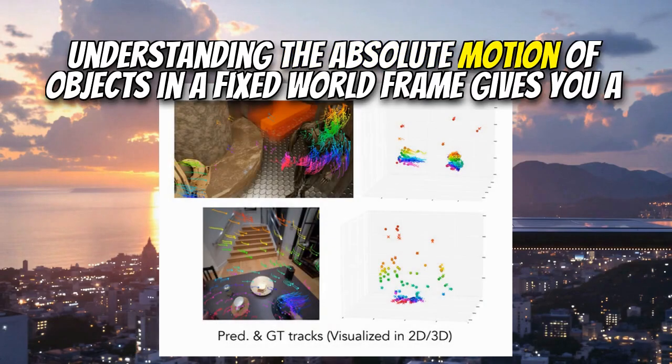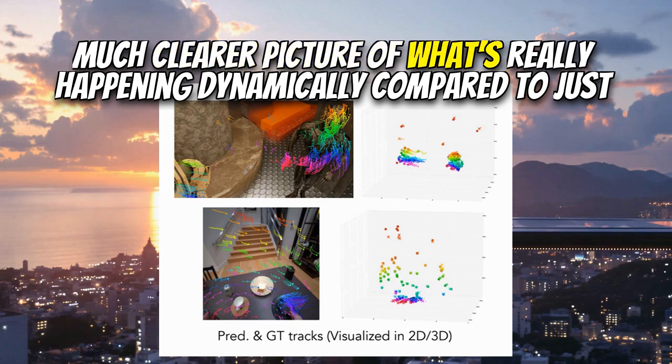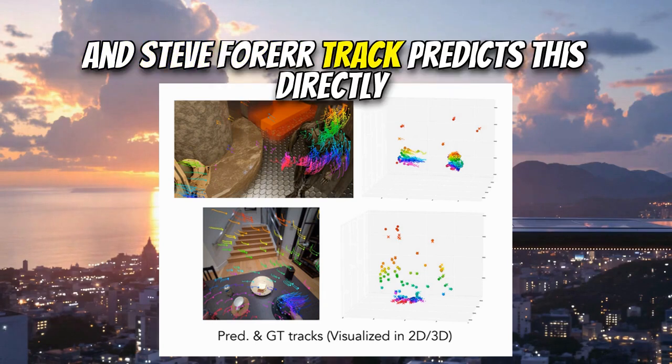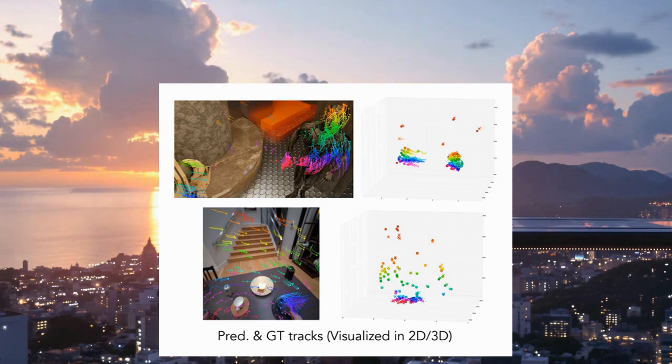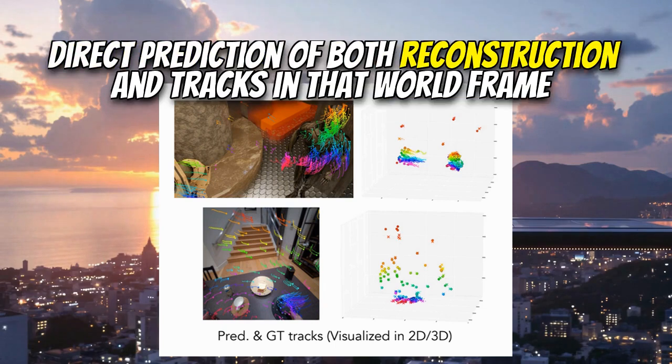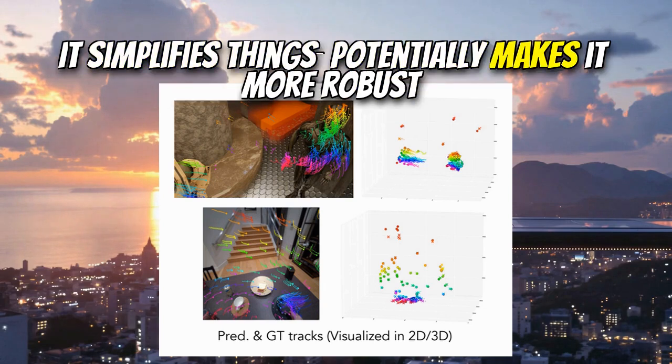Understanding the absolute motion of objects in a fixed world frame gives you a much clearer picture of what's really happening dynamically compared to just seeing how things move relative to the camera. That makes sense. And St4RTrack predicts this directly. No extra alignment step needed. That's what they claim, yeah. Direct prediction of both reconstruction and tracks in that world frame. It simplifies things, potentially makes it more robust.